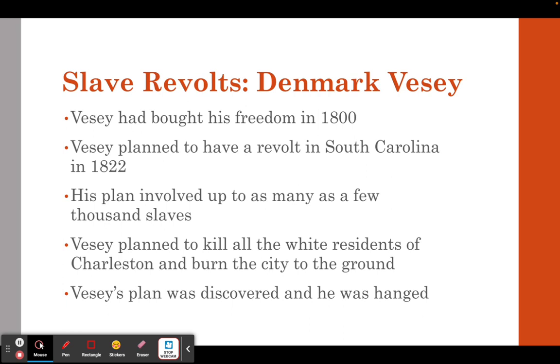And two of those slave revolts, we see one with Denmark Vesey. Vesey had bought his freedom in 1800. He planned to have a slave revolt in South Carolina in 1822. Whispers, talks from plantation to plantation, he had thousands of slaves ready to do this revolt. His plan was to kill all of the white people in Charleston, South Carolina, and burn the city to the ground. His plan is unfortunately discovered, and he is hanged.